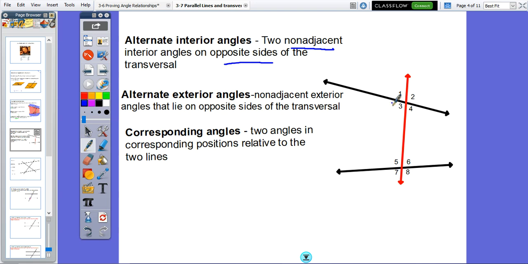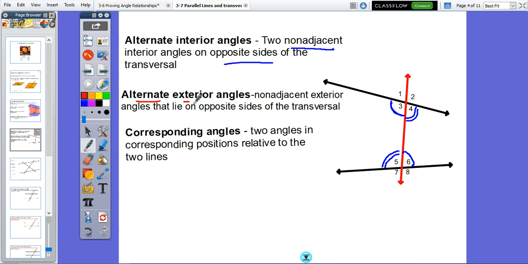So for example, angle 3. Okay, so it can't be adjacent, so it can't be 4, and it has to be opposite the transversal, so it can't be 5. So the only option is 6 right here. These 2 angles are alternate interior to each other, right? And then angle 4 right here is alternate interior to 5. So those are each other's alternate interior partners, buddies, best friends, or whatever you want to call them.